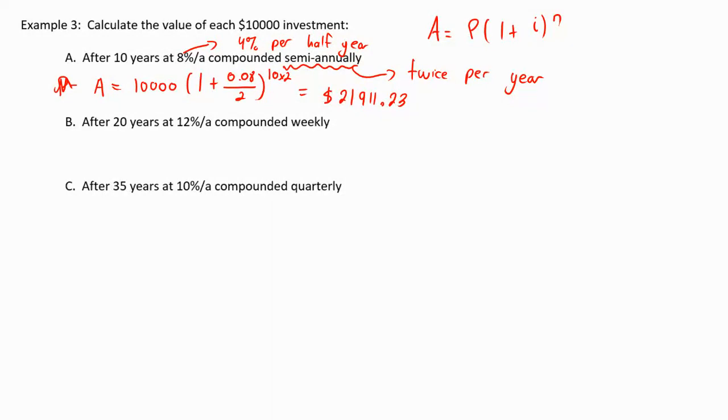Part b: 20 years at 12% compounded weekly. So in this case, same formula. We have A equals our principal is 10,000.